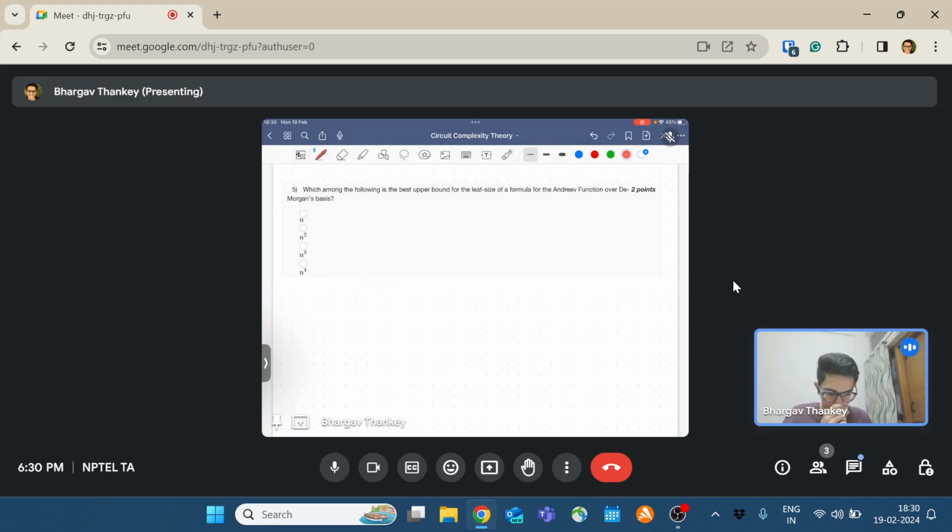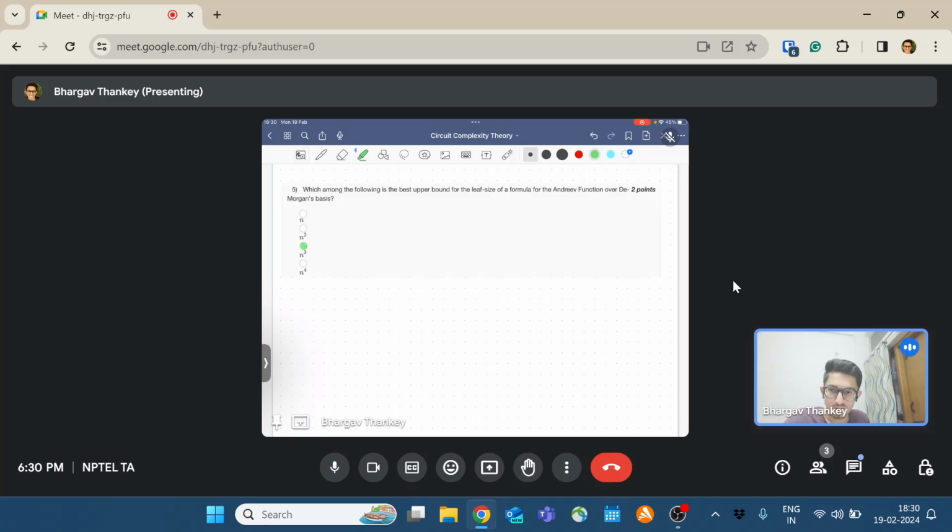So let's look at the next problem. Which among the following is the best upper bound for the leaf size of a formula for the Andreev function over De Morgan basis? The options are n, n squared, n cubed, and n to the 4. So which of these is correct? Okay, so it's n cubed.